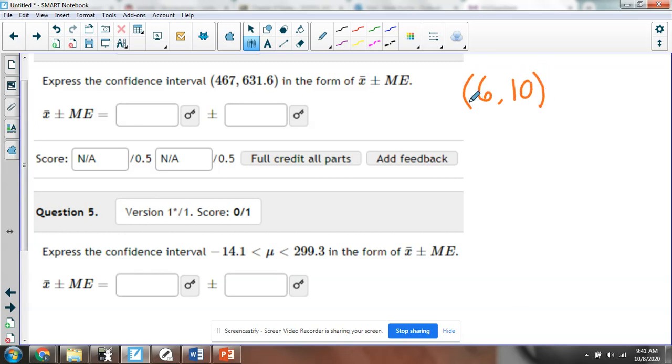Okay, I can write it like that, interval from 6 to 10, or I could say it's 8 plus or minus 2. These are saying the exact same thing. So 8 minus 2 is 6, 8 plus 2 is 10. So what I'm doing here is I'm just going to convert this to that.